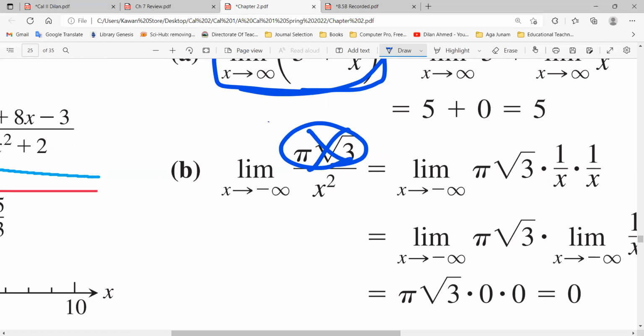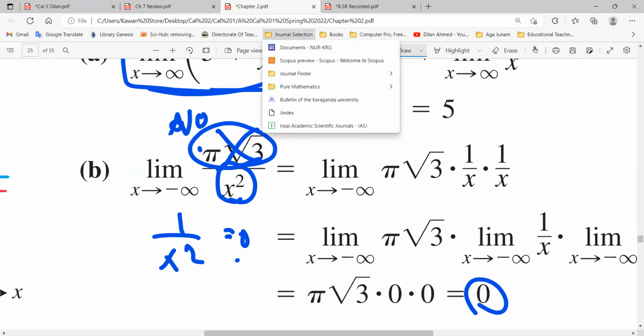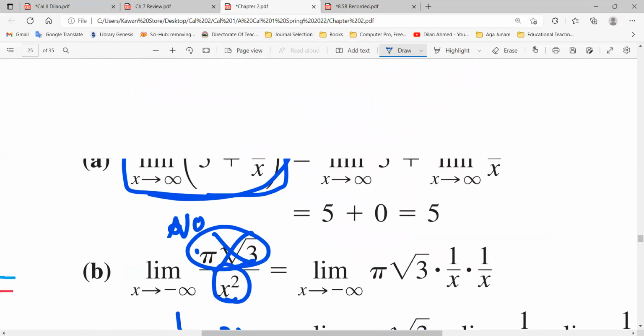In my mind it is a number, for example 2. I don't care. But because I have 1 over x squared, in my mind, I say it is equal to 0. So number multiplied by 0, the result will be 0. So how about if I have something like that?